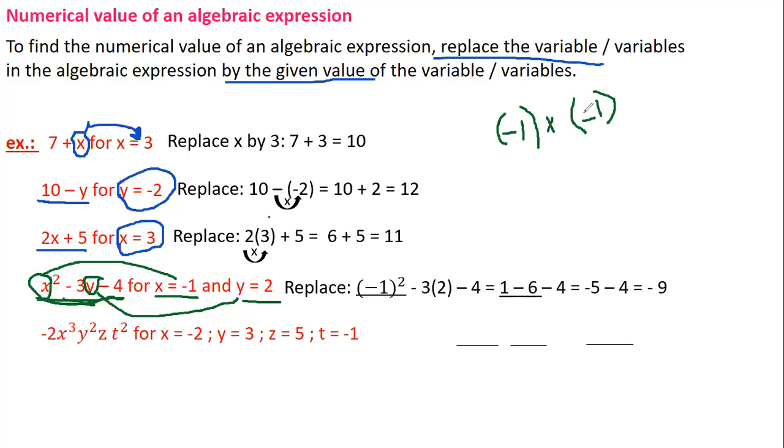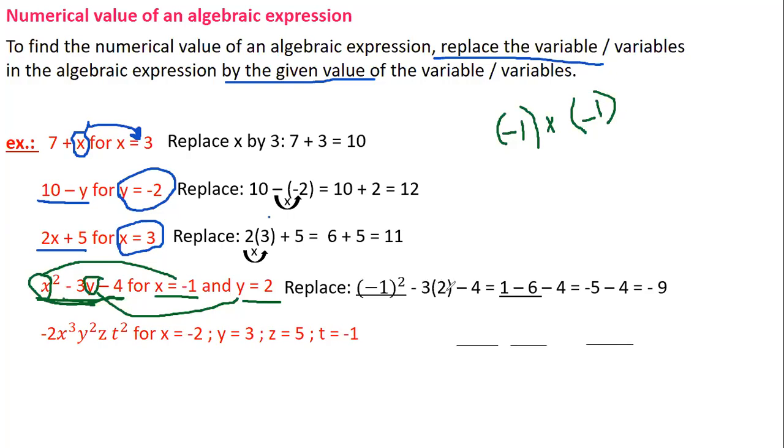-1 times -1. So negative times negative is? Positive. 1 times 1 is? 1. So -1 squared, its answer is 1.